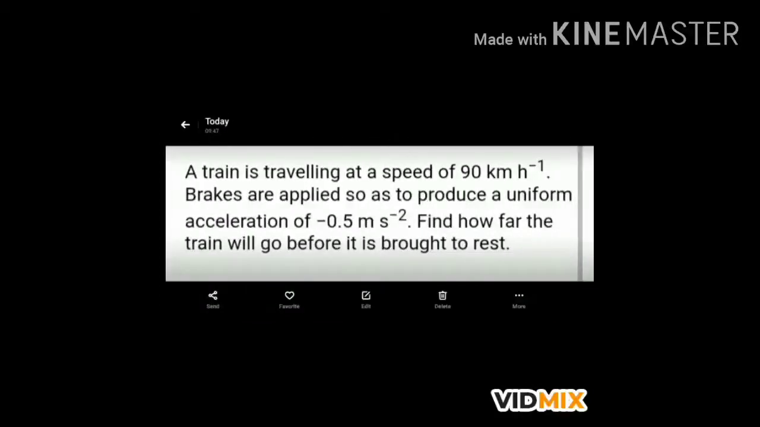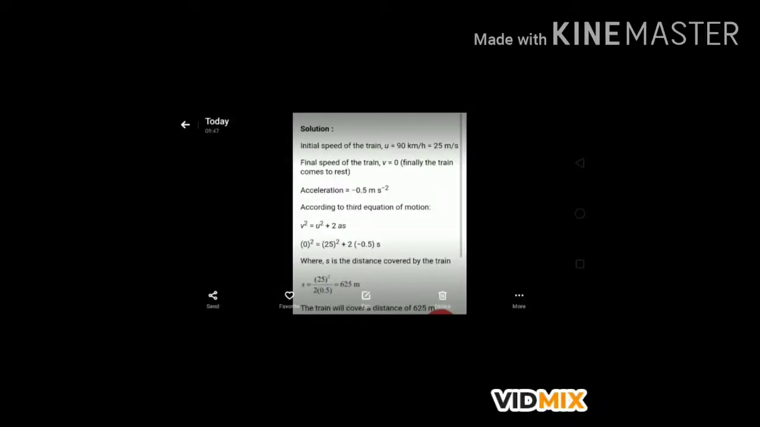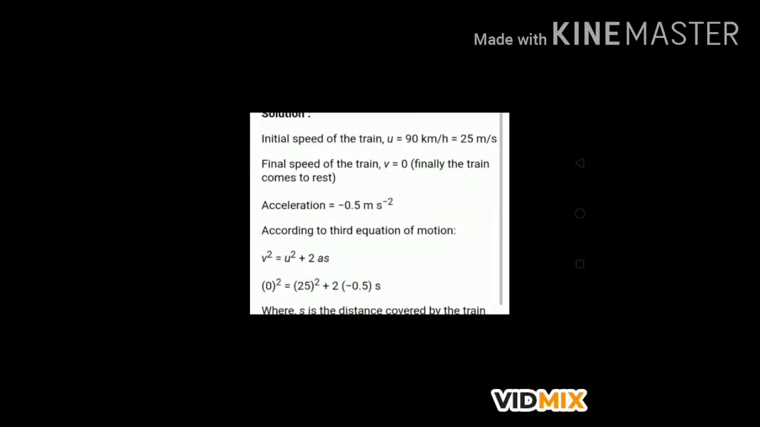Now moving on to next question. A train is traveling at a speed of 90 km per hour. Brakes are applied so as to produce a uniform acceleration of minus 0.5 meter per second square. Find how far the train will go before it is brought to rest. So children, first of all, we will convert initial speed, that is 90 km per hour, to meter per second, that is 25 meter per second, and final speed of the train is 0.